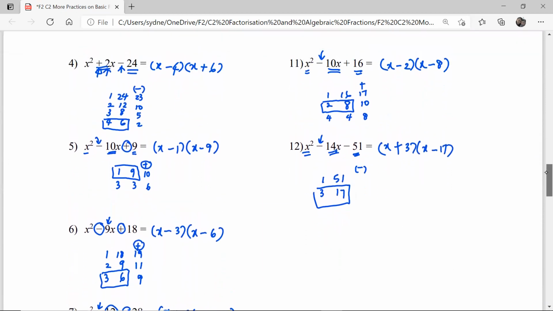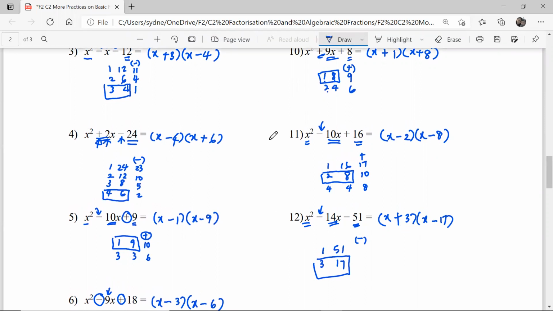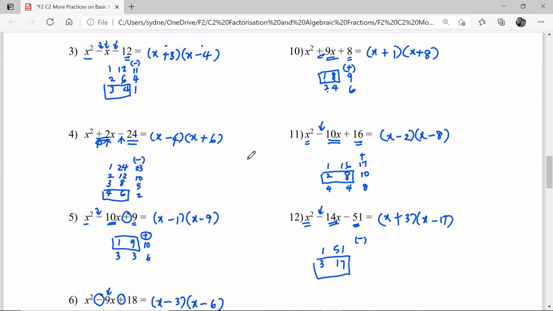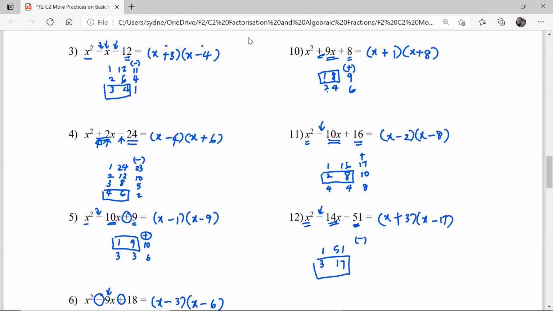All right. So as you watch this video, you can always pause before I start to factorize every question. You pause and try to factorize and then check, see whether you get the same answer as mine. So that's it for this more practice on basic factorization involving the format of ax squared plus bx plus c with a equals to 1. So I shall see you in the next video clip whereby the a is not 1.